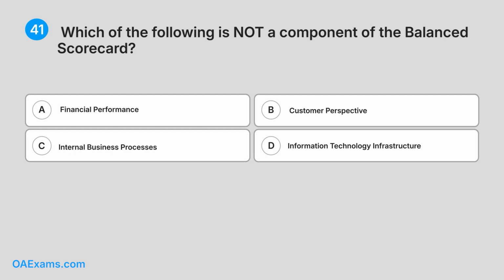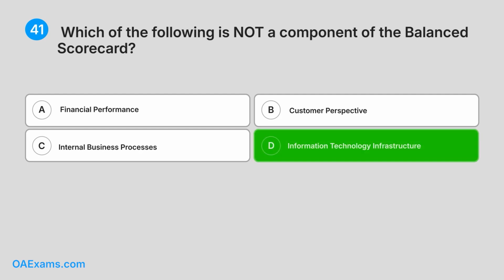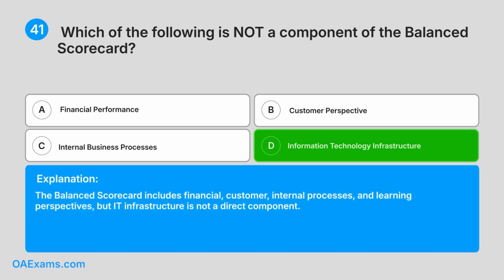Correct answer: D. Information technology infrastructure. Explanation: The balanced scorecard includes financial, customer, internal processes, and learning perspectives, but IT infrastructure is not a direct component.